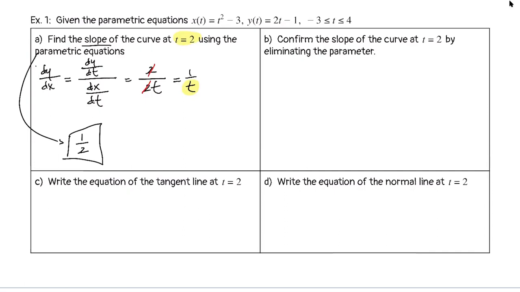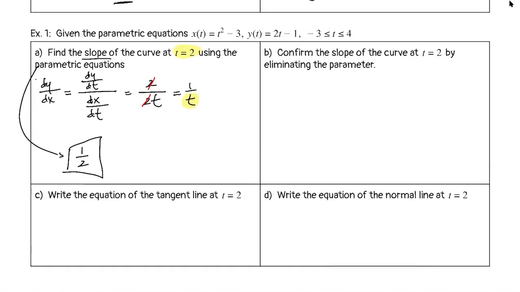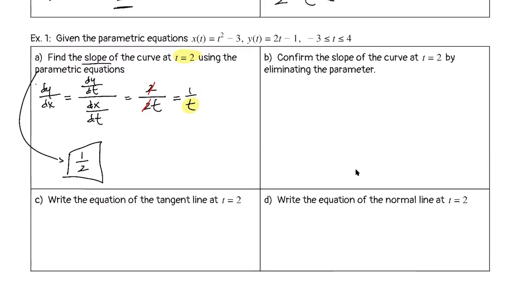All right. So part B says confirm the slope of the curve at t equals 2 by eliminating the parameter. Okay, so we're going to go back to yesterday where we learned how to eliminate the parameter. And we have an x and we have a y. Which equation might it be good to isolate our t in, x or y? The y. Yeah, the y one. I would agree with that because if I try and isolate it in the x equation, I'm going to have to take a square root and it just adds another layer that I don't really want to add, okay?